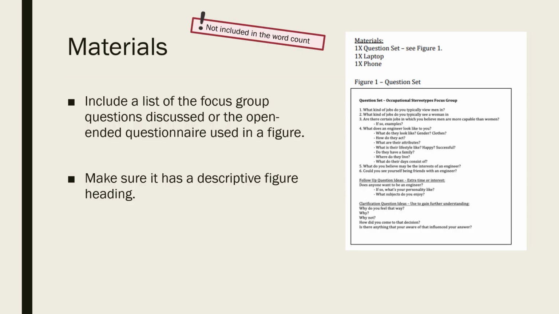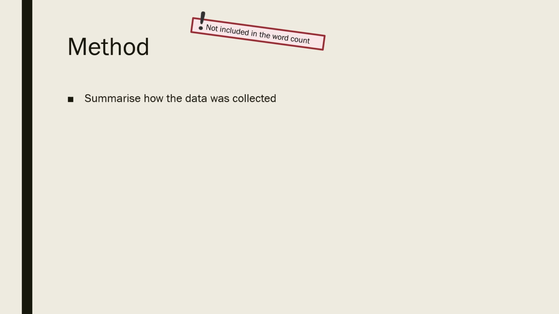You won't have many materials to list for a qualitative investigation. However, it is important to include a list of the focus group questions discussed or the open-ended questionnaire used in a figure with a descriptive heading. Technically, the reader should be able to replicate your investigation exactly, so they need a copy of your questions and/or the images used. The purpose of the method section is to summarise how the data was collected.